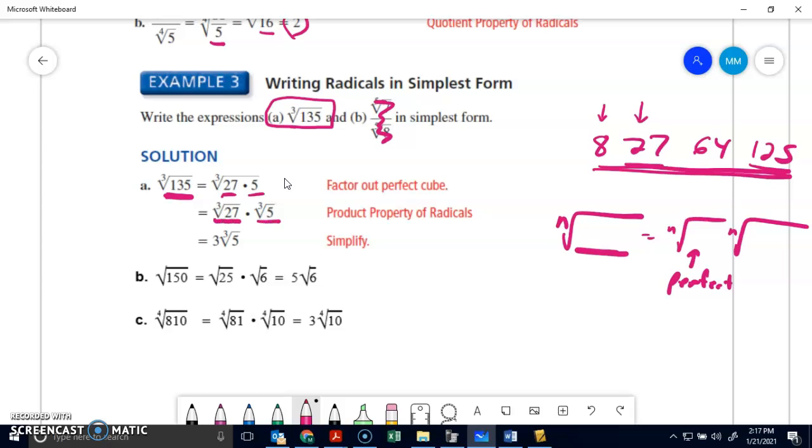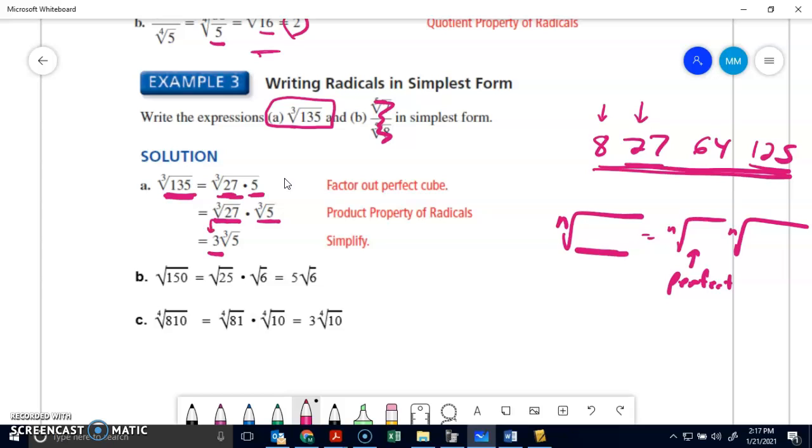That's the property. I'm going to take these two factors and break them up into separate cubed roots. Same property we're using up here, just in reverse. So instead of putting them together, we're pulling them apart. Cubed root of 27 is 3, so that goes in front. Taking the cubed root of it, it's now out of the radical.